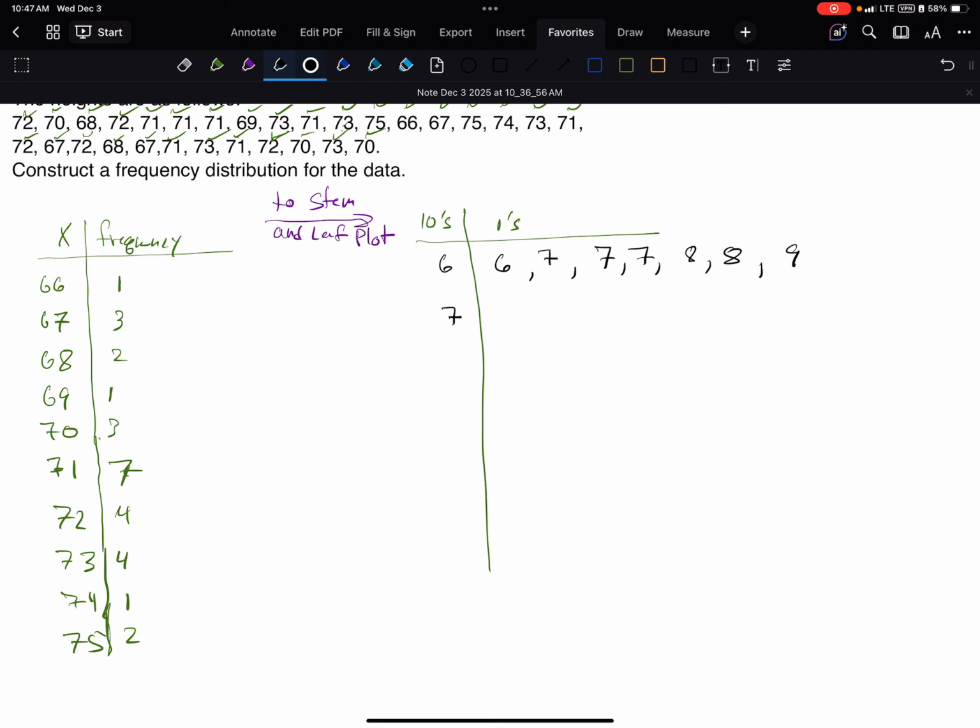Then the next ten slot would be a 7. And so I'd have a 3. I'm sorry, not a 3. I'd have a 0 3 times: 0, 0, 0. I'd have a 1 7 times: 1, 2, 3, 4, 5, 6, 7. I'd have a 2 twice. I'm sorry, 4 times. I'd have a 3 4 times. I'd have a 4 once.